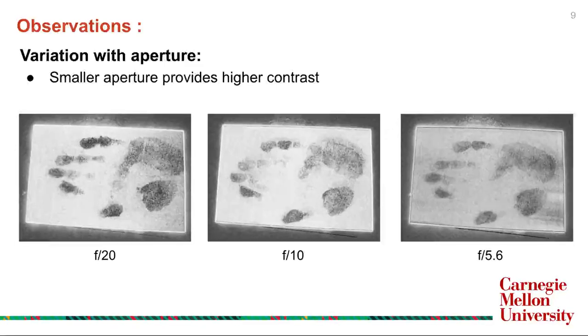One thing to note here is the contrast of the speckle pattern is dependent on the aperture of the camera. The smaller aperture, which is the first image here, gives us better contrast, while the larger aperture has less contrast. This is because larger aperture actually averages out the speckle patterns, thereby blurring the contrast.